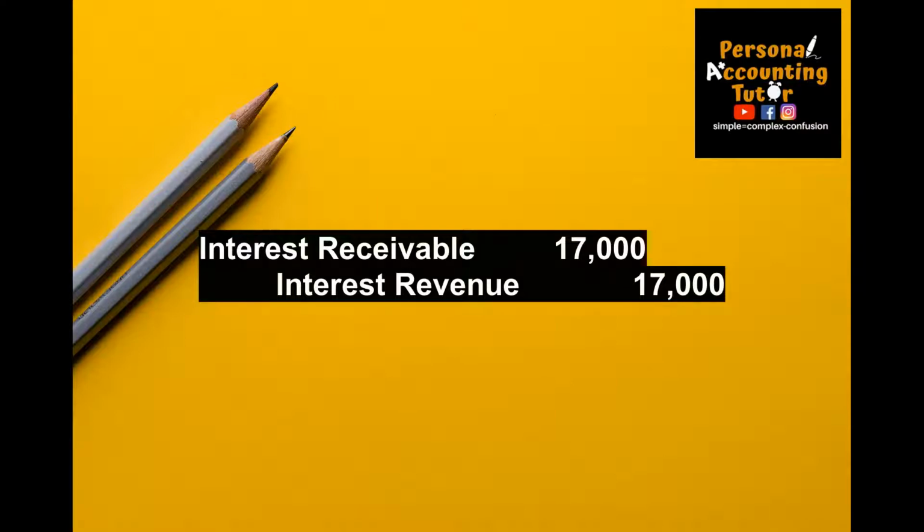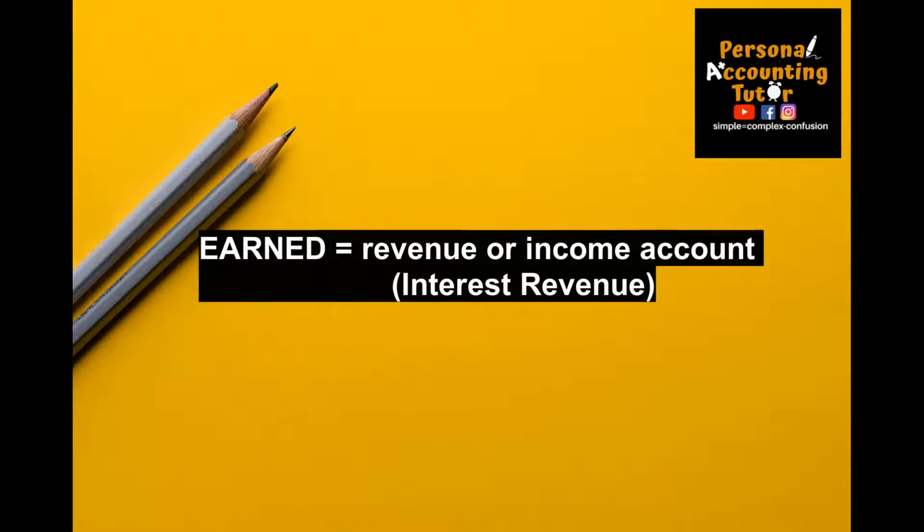The word earned signals the use of revenue or income account, which is in this case interest revenue. And since cash is not mentioned as being collected at the time the interest was earned, that will prompt us to use interest receivable.